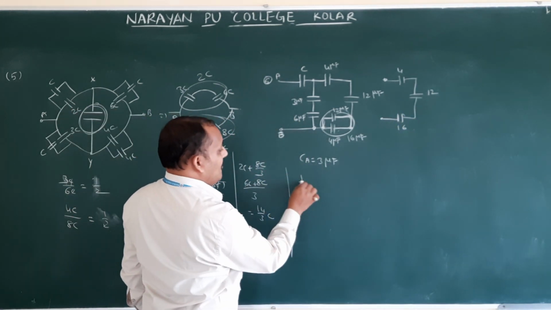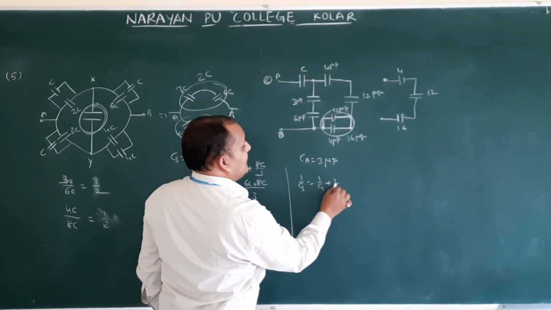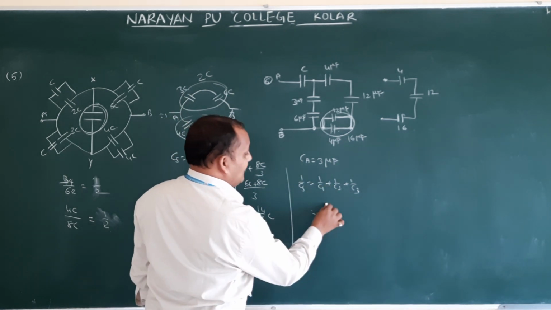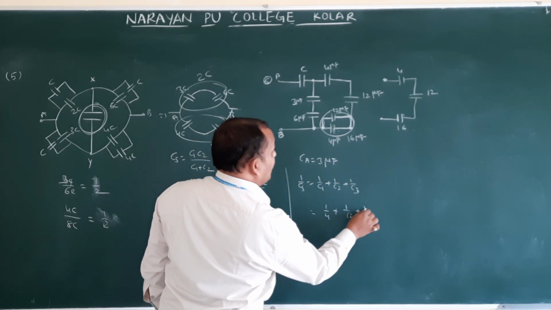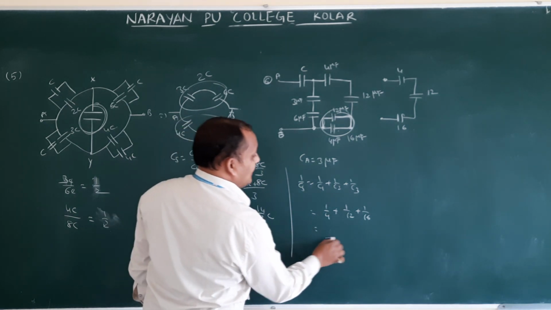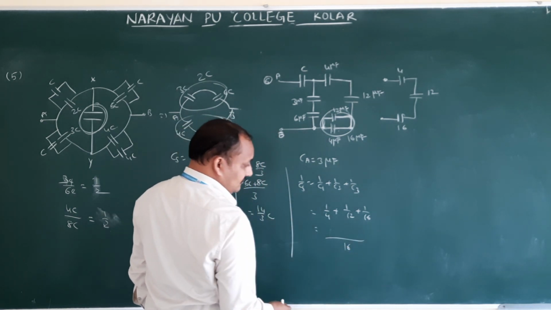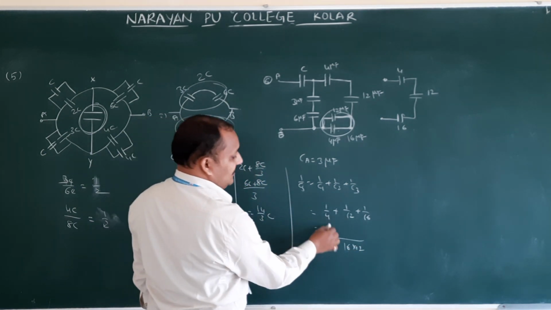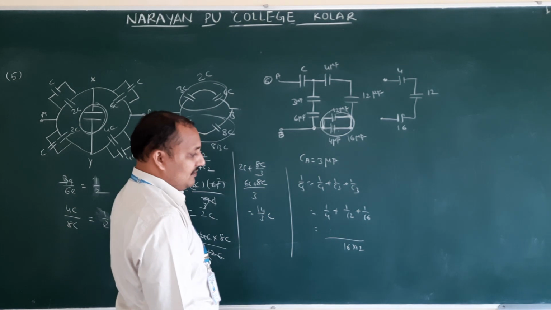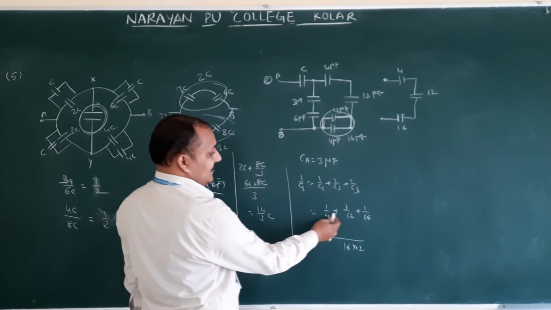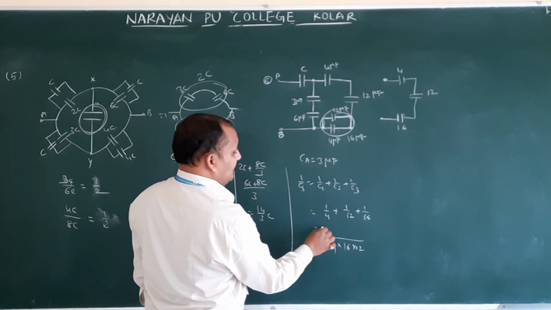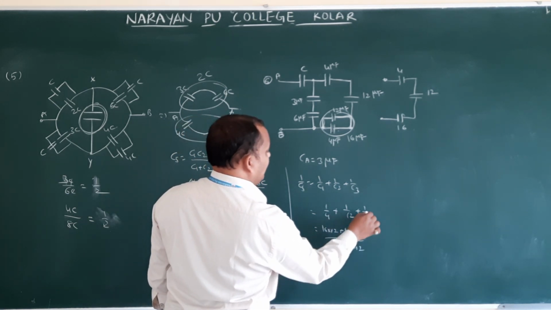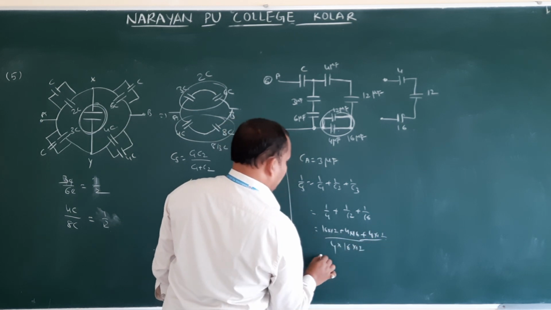Series means what is the formula? 1 by CS equals 1 by C1 plus 1 by C2 plus 1 by C3. What is 1 by C1? 1 by 4 plus 1 by 12 plus 1 by 16. LCM is 16? Otherwise 16 into 12, or you can take 16 into 12 into 4 also. Then 16 into 12 plus 4 into 16 plus 4 into 12.